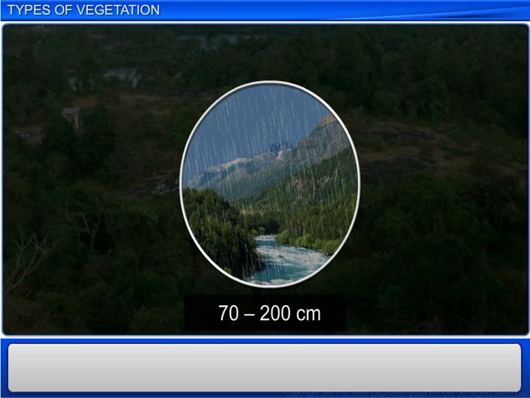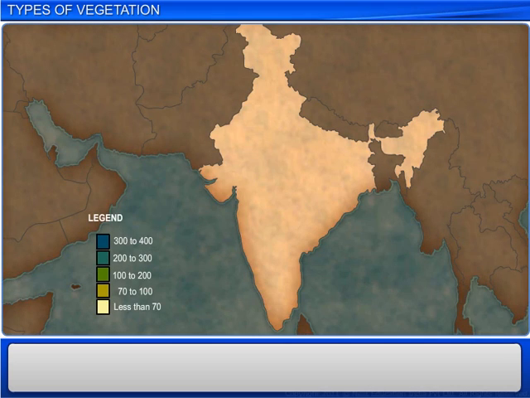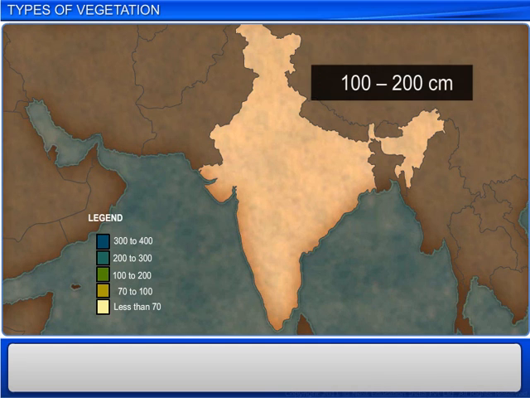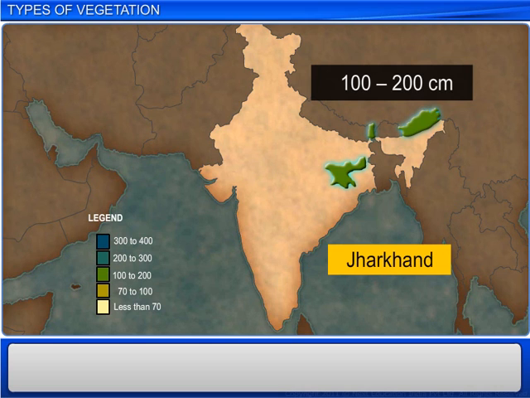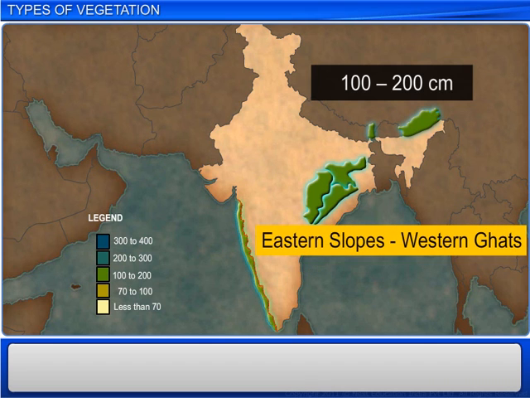The areas that receive between 100 and 200 centimeter rains are known as moist deciduous forests, like some parts of the northeastern states along the foothills of the Himalayas, Jharkhand, western Orissa, Chhattisgarh, and along the eastern slopes of the Western Ghats.